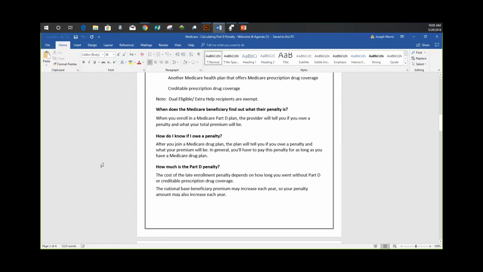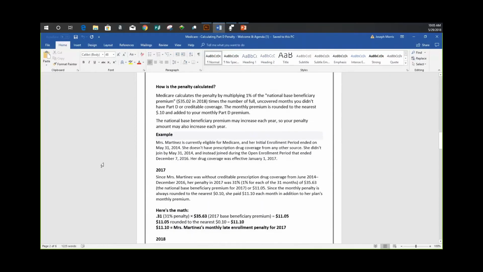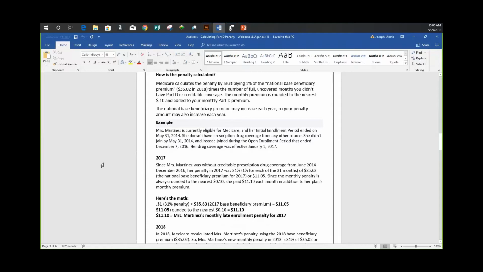So let's take a look at what that looks like. How is the penalty calculated? Well, Medicare calculates the penalty by multiplying 1% of the national base beneficiary premium. In 2018, the national base beneficiary premium is $35.02. So that number, $35.02, times 1%, times the number of full uncovered months you didn't have Part D or credible coverage. The monthly premium is rounded to the nearest 10 cents and added to your monthly Part D premium.